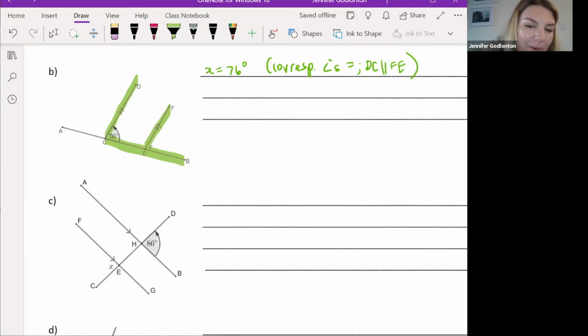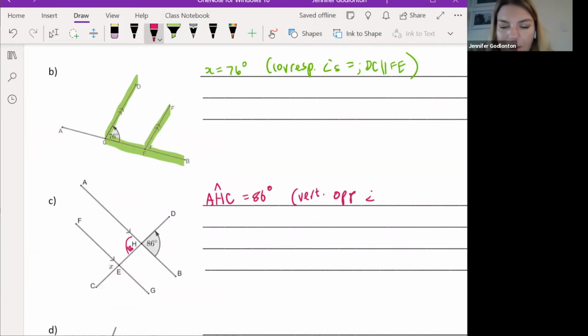So what am I going to call it? AHC. Yes. Okay, AHC is going to be equal to 86 degrees. I love it. And your reason, vertically opposite angles. Perfect.